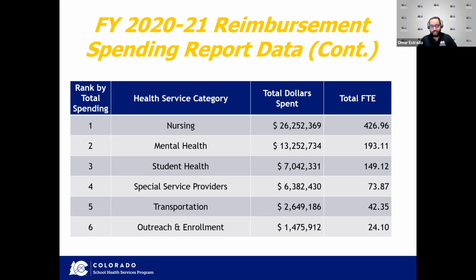But what is surprising is the gap between the nursing and the mental health category, and then right after that the student health category. It's almost half of it and then half of it again. That was particularly surprising, especially since this is the first data section where we used the new health service category system. So this was interesting to see this time around. And we have one more data point in the next slide.